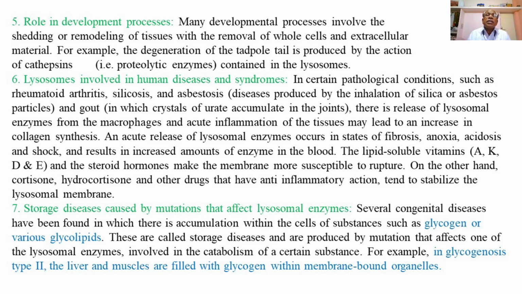For example, the degeneration of the frog tadpole tail is produced by the action of cathepsins. Cathepsins are proteolytic enzymes contained in the lysosomes. So the degeneration or the removal of the frog tadpole tail is due to the action of cathepsins, that is the proteolytic enzymes which are contained in the lysosomes. Then next function, lysosomes involved in diseases and syndromes.